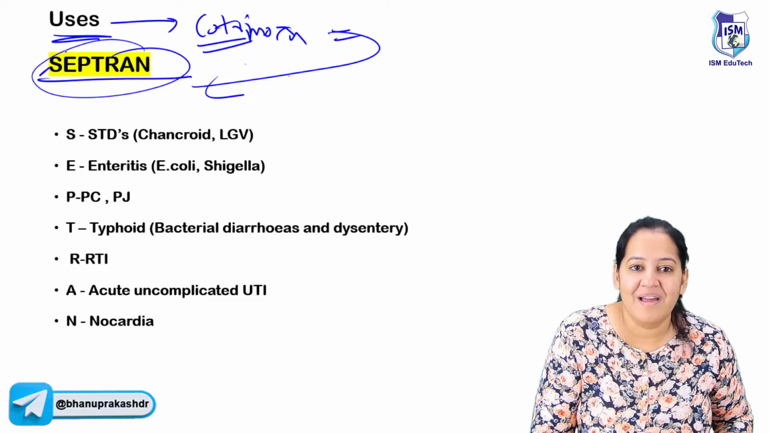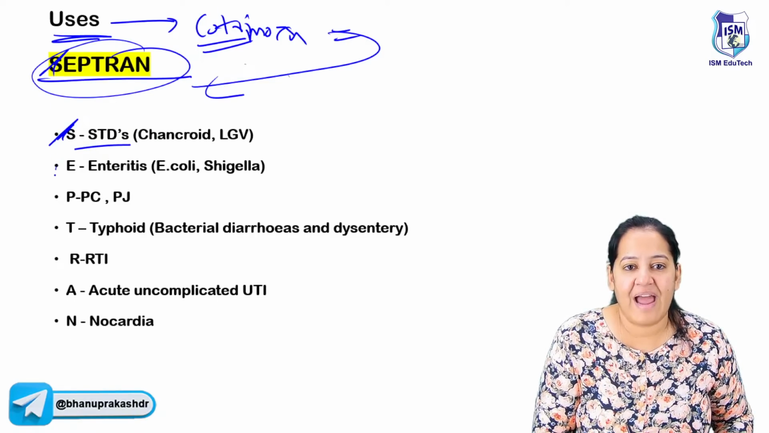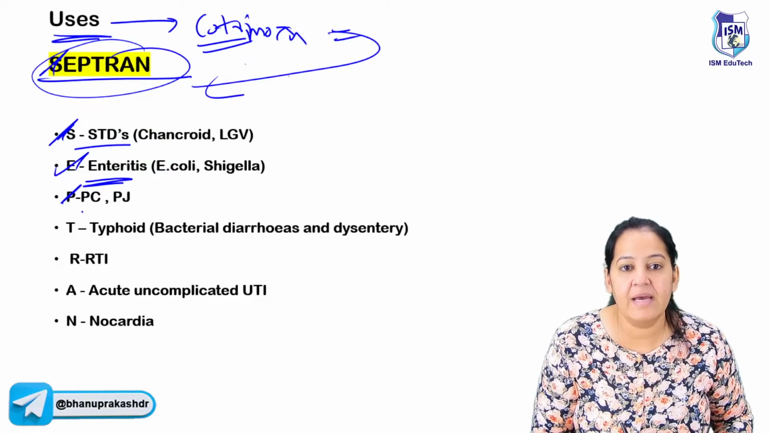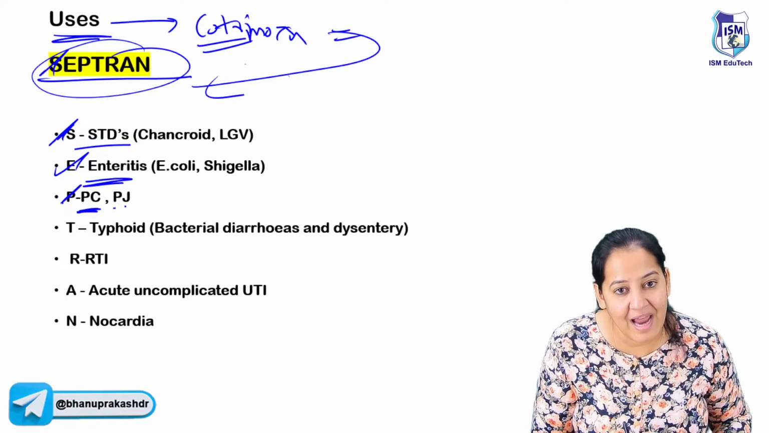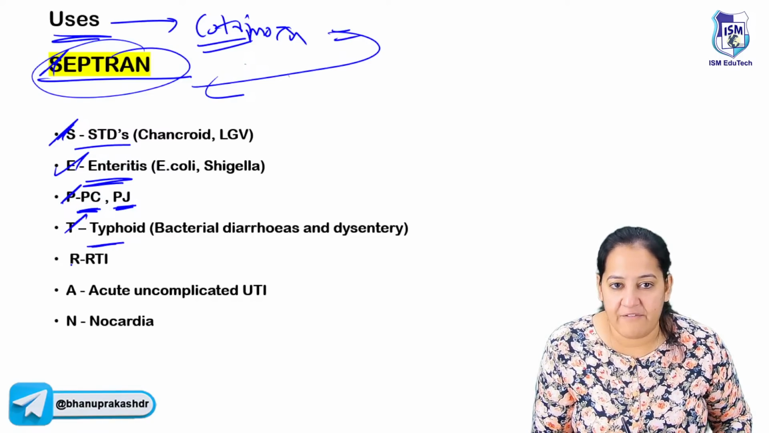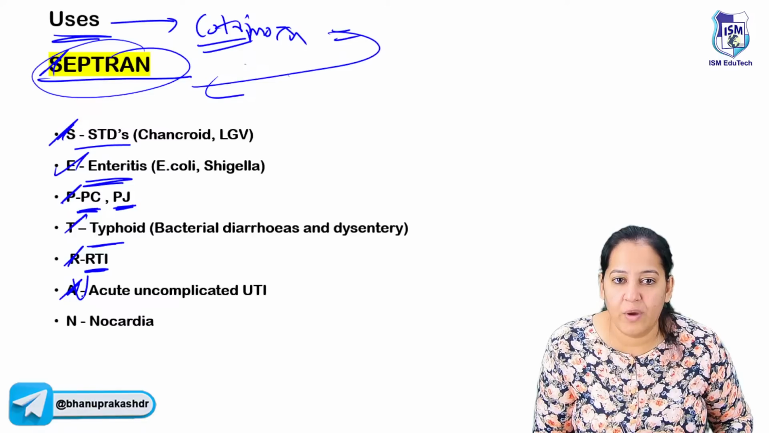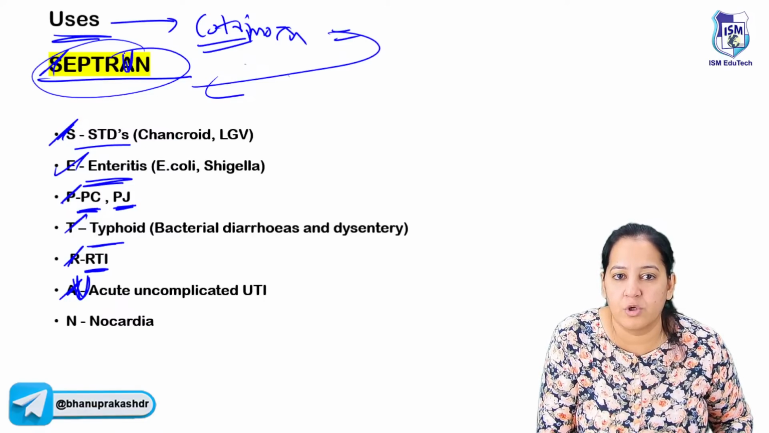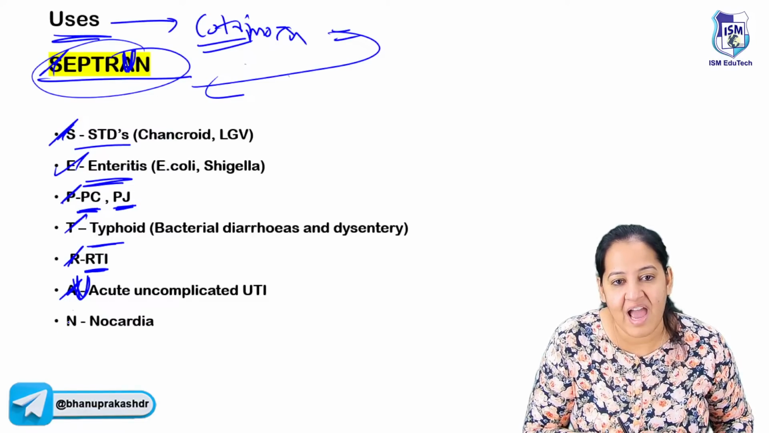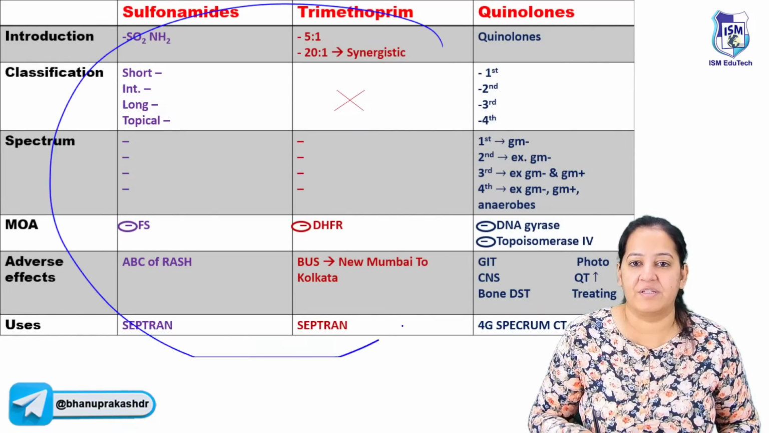Okay, Septron. S stands for STDs. It is the first choice drug for the STDs. E for arthritis. P is Pneumocystis carinii and Pneumocystis jirovecii, the pneumonias. T is for typhoid. R is respiratory tract infection. A is actually U, you can make it U also. UTI, acute UTI. N is Nocardia. So these are the 2 we have completed.